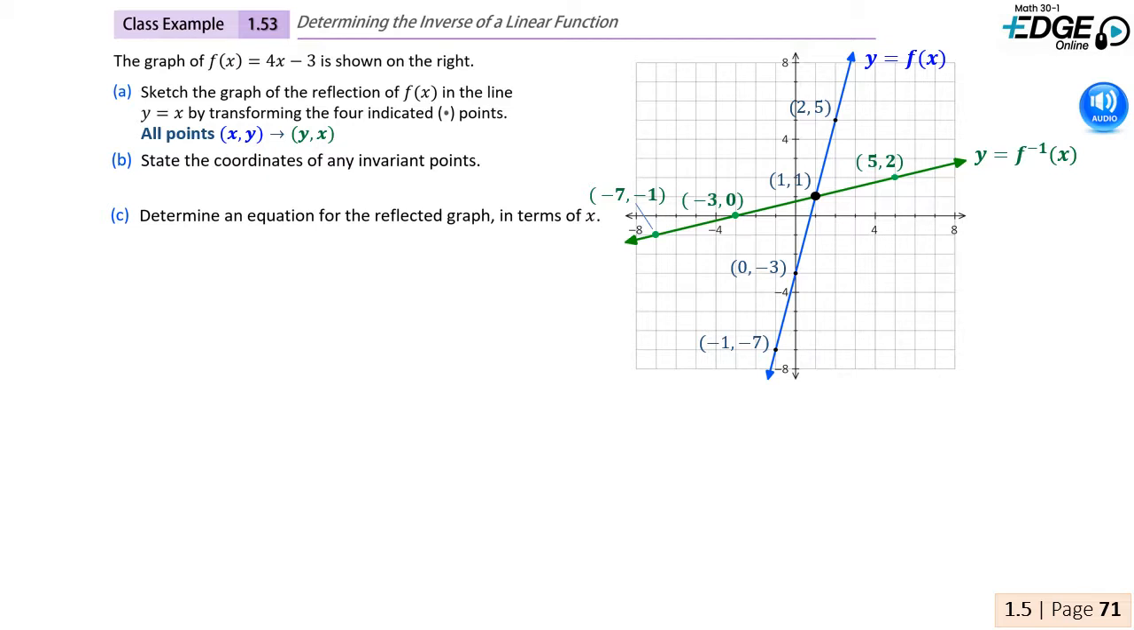Here, I've exchanged the x and y coordinates for the 4 points that were indicated. Really, any two would have sufficed, given that we're just graphing a line.